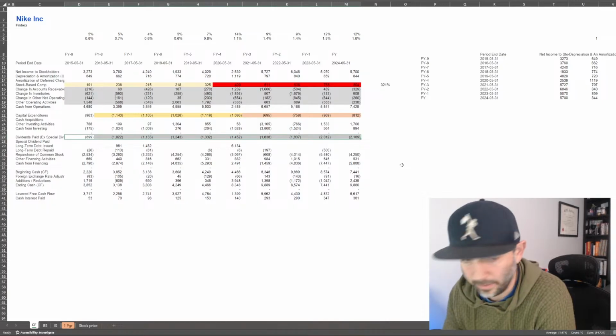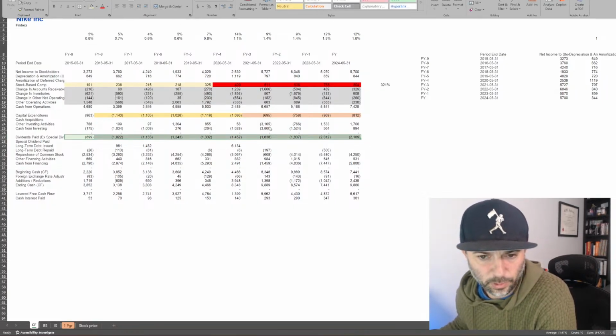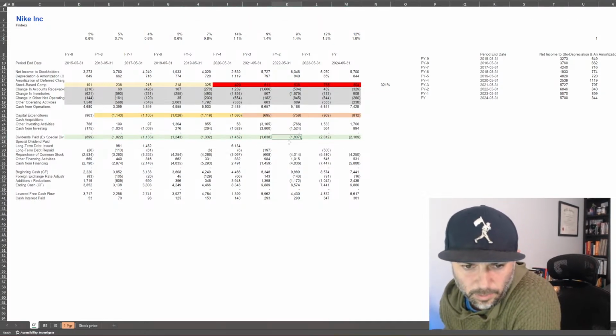I would have liked to see them not grow it in the pandemic, be prudent with my cash, and then pay me out a catch-up dividend a couple years from now. But I guess they didn't want to do that. They just kept it rolling. Okay, but they pay $2 billion a year in dividends.